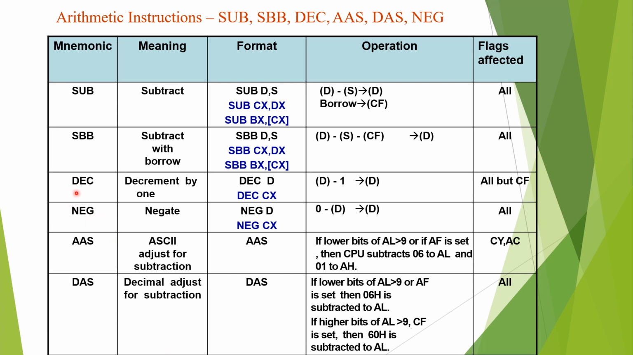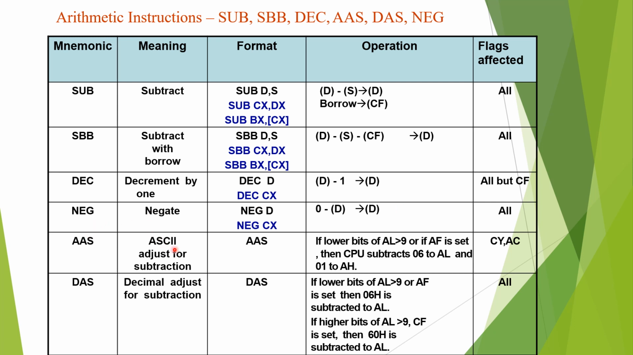The next instruction is decrement, DEC. Like increment, decrement works in the same way, but there we add 1 in the increment, whereas in decrement it is minus 1. So destination minus 1 is stored in the destination itself. Here all flags get affected except the carry flag.